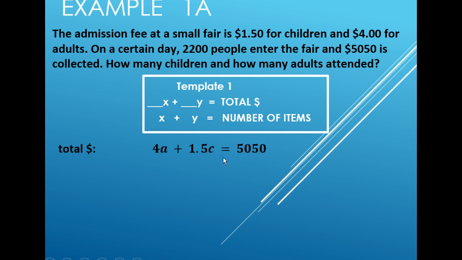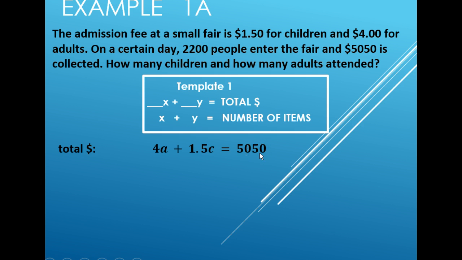So the first equation we're going to write is the money equation. Since the adult ticket is $4, I'm going to go ahead and call this 4A. You can always use x and y if you want to. I always change my variables to match the problem, because when I'm finished then I know what it is that I've defined or found the answer to. So this is for adults, $4 per adult plus $1.50 per child equals $5,050. Okay, so this is all the money stuff.